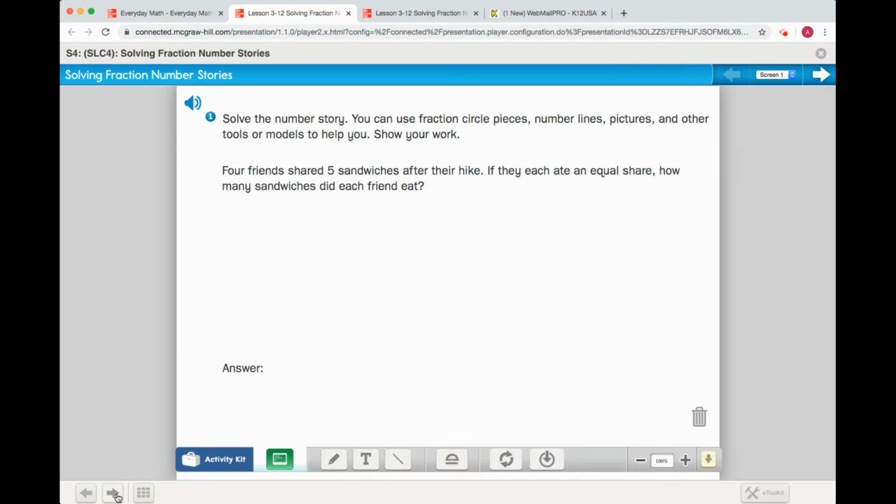Okay, so now what we just want to go over in this lesson is solving number stories. So let's look at the first one together and then the rest I am going to have you do on your own. So look at number 1, solve the number story. You can use your fraction circle pieces, which is again in your e-toolkit. If you don't have access to that, feel free to draw pictures to help you. So if 4 friends shared 5 sandwiches after their hike, and if they each ate an equal share, how many sandwiches did each friend get?